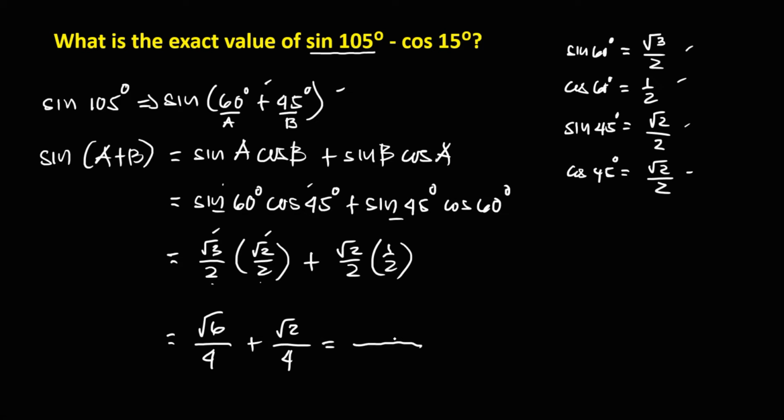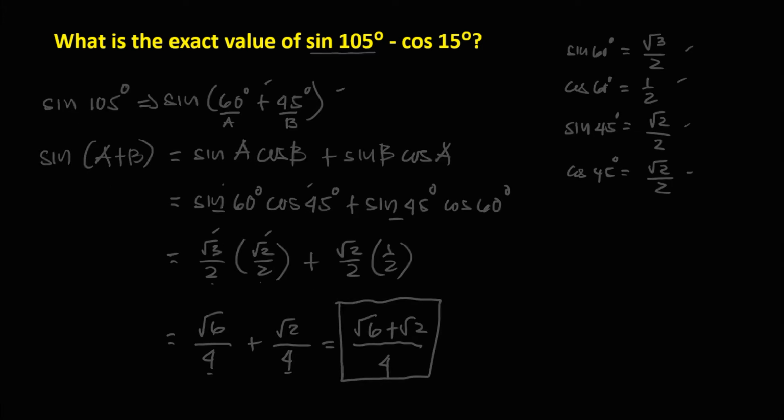Then since we can combine these two terms with the same denominators, we have 4, then square root of 6 plus square root of 2. So this is now the value for sine 105 degrees.